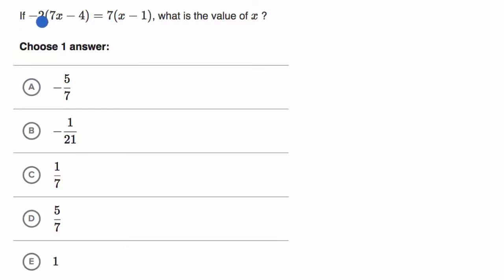We are told if negative 2 times the expression 7x minus 4 is equal to 7 times the expression x minus 1, what is the value of x? So pause this video and try to work through it on your own. All right, we will now do it together.